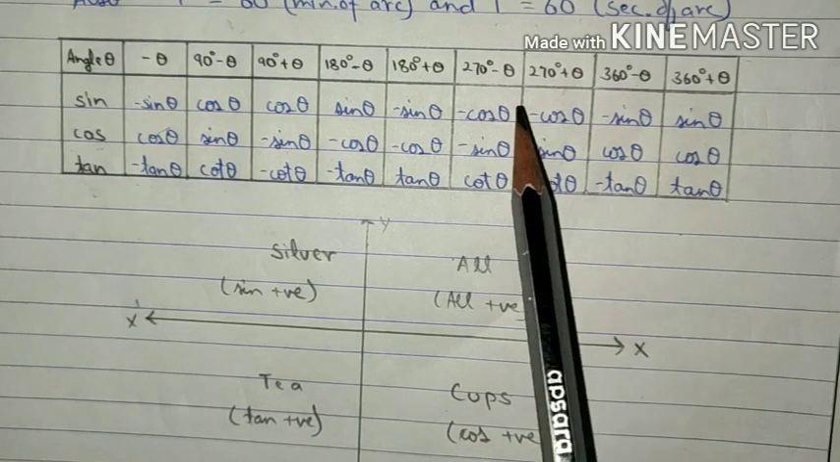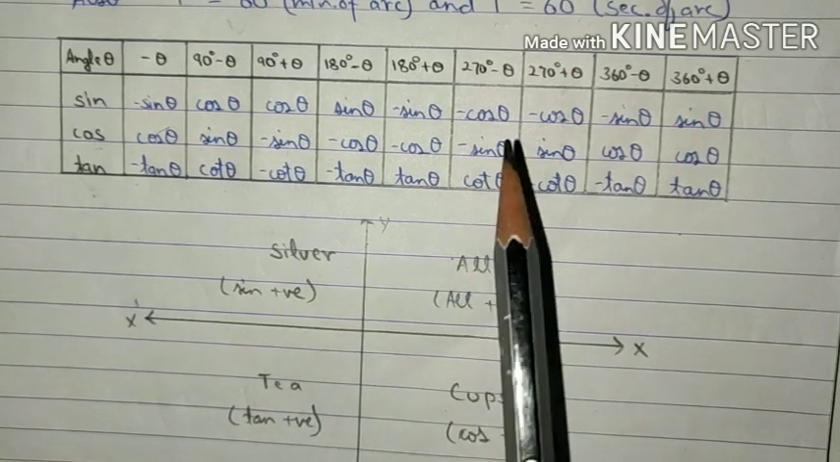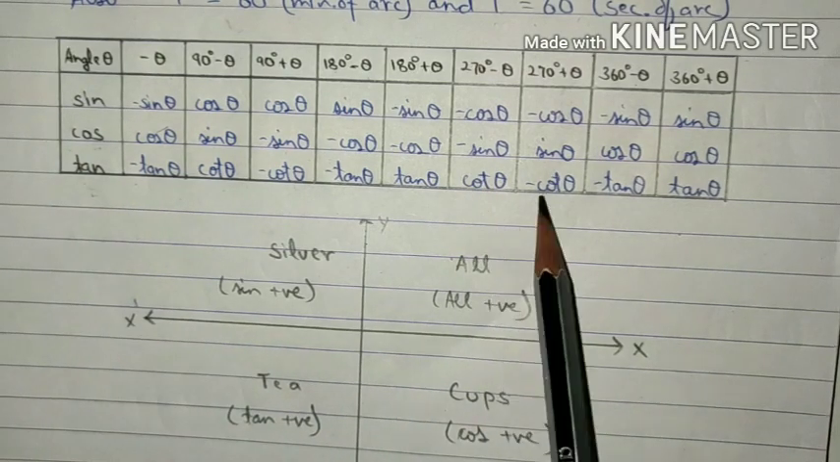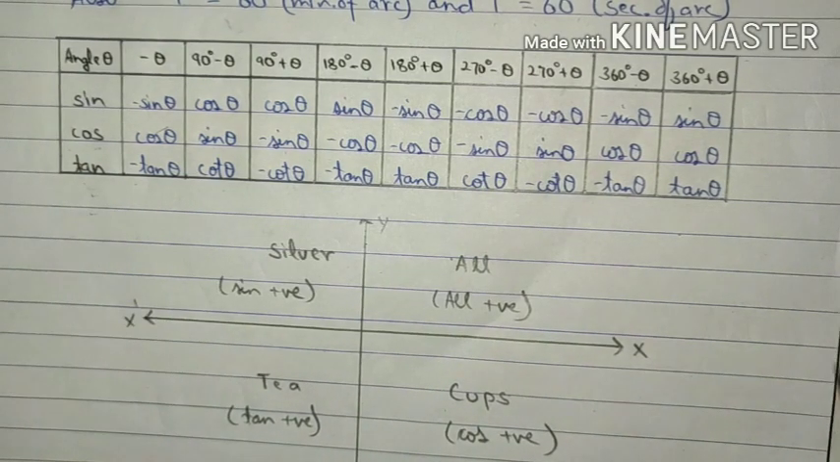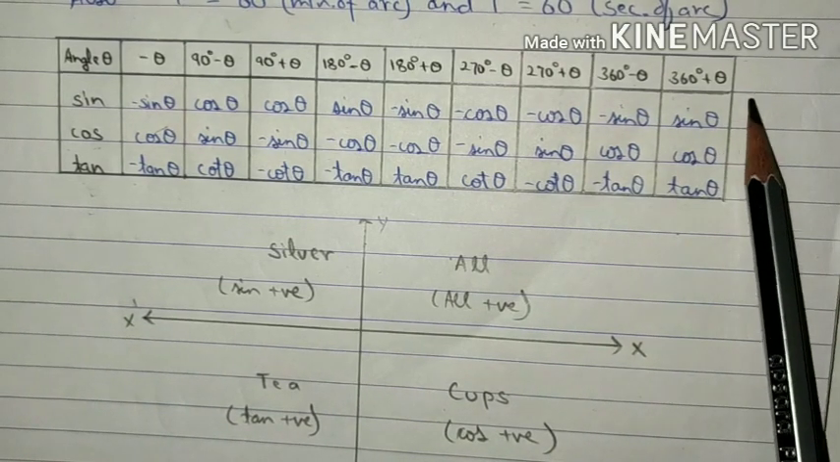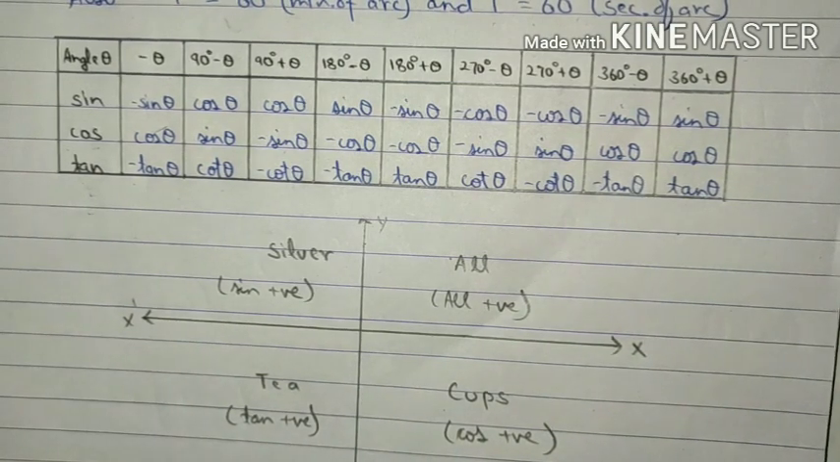Moving further, for 270 minus theta and 270 plus theta, we have cos values for sine angle, sine values for cos angle, and cot values for tan angle. And at the end, 360 minus theta or 360 plus theta, we are having sine values for sine theta, cos values for cos theta, and tan values for tan theta. The only difference that we are observing in this table is the arrangement of the signs. That is, at some places we are having negative signs and some places we are having positive signs.